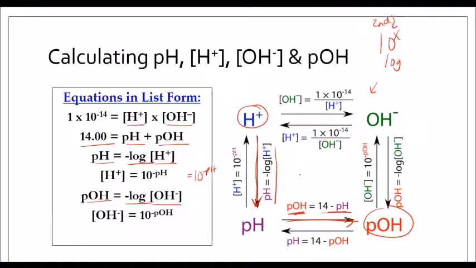Or if I want to go the other route, I can use this top equation. The hydrogen times hydroxide concentration gives you 1 times 10 to the minus 14. That will get me over here to the concentration of hydroxide. And then I can do the negative log of the hydroxide and get pOH. So if you follow the arrows, it tells you which equations to use. But basically, you can either use the list form or you can use this to help you remember how to calculate as you're doing the problems.